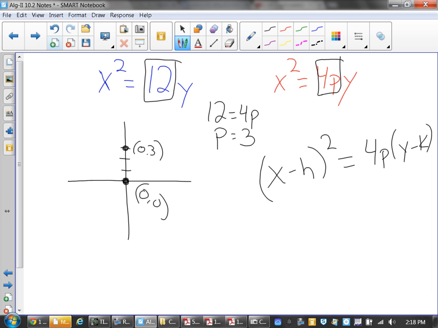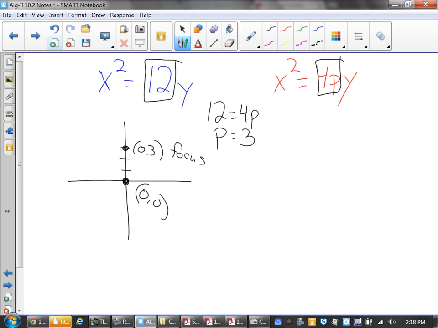Wait, so what exactly does p do? Can the two ordered pair values be negative 3 and 3? No. Right now, I have a focus. It's at 0, 3. Everybody okay with that? Yep. This is my focus.